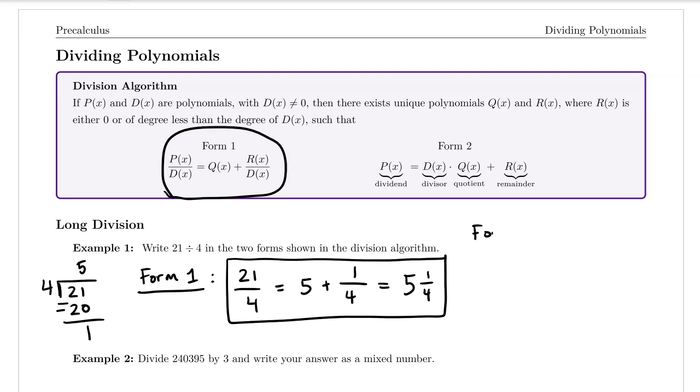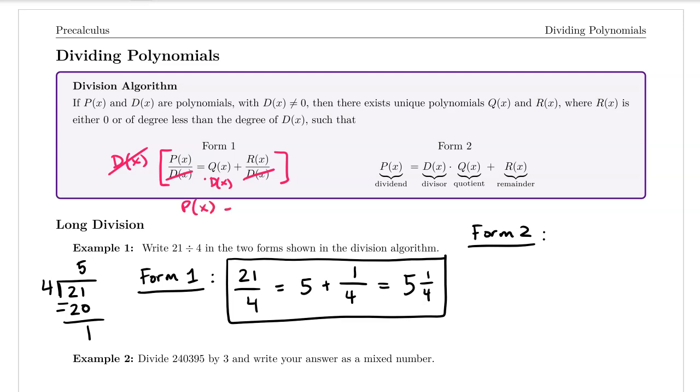Now for form 2, the way that you get form 2 is that notice if I were to clear the denominator here, if I multiplied every term by d of x, what's going to happen is this will cancel with this, it will also cancel with this, and then I will have to multiply q of x times d of x, and so that is how we get p of x equals d of x times q of x plus r of x. So form 2, you get it by multiplying the entire equation by your divisor.